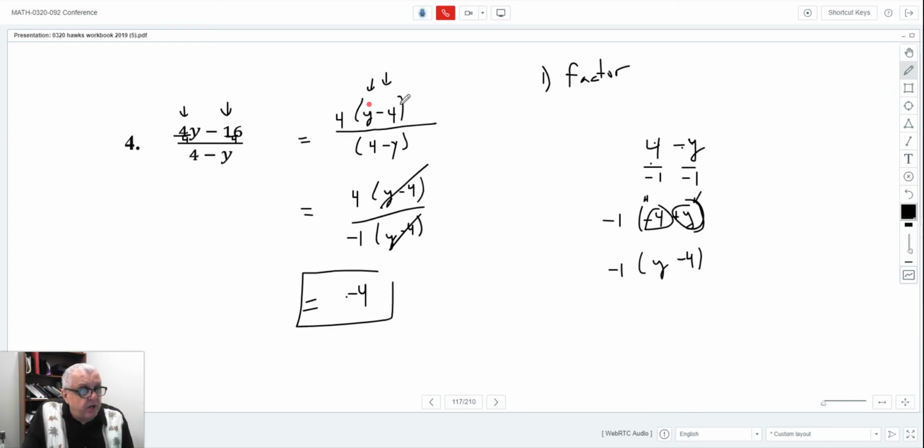So if you see y minus 4 or 4 minus y in the parentheses, they're exactly the same, they're opposite signs. Just factor a negative 1 out of one of those expressions, and you'll be able to cancel that out.